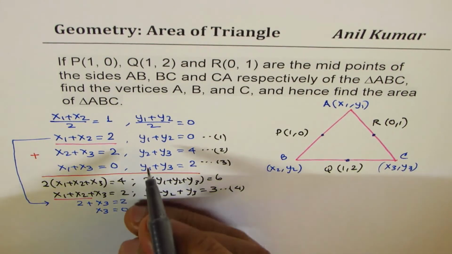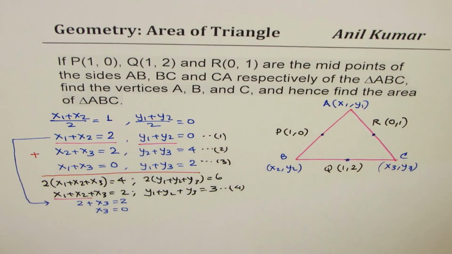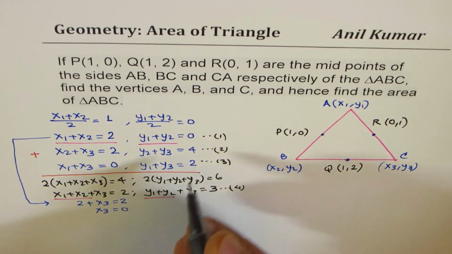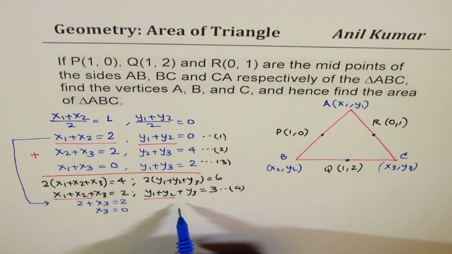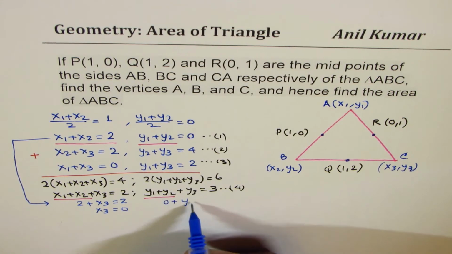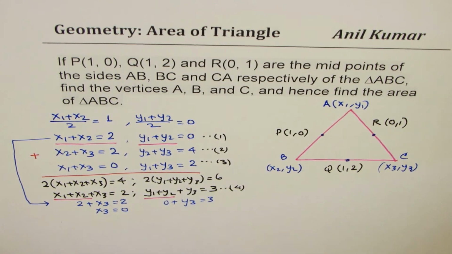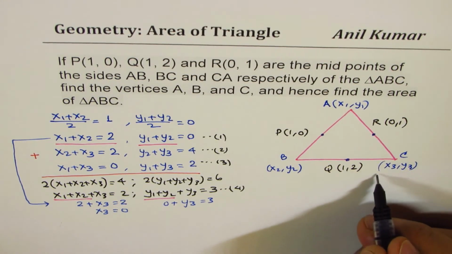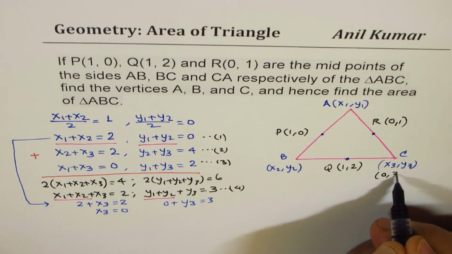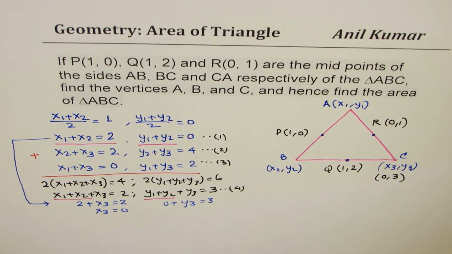Similarly, I will substitute this here, y1 and y2, which is 0. So I get 0 plus y3 equals 3. Does it make sense to you? So we get x3 as 0. So this point we already got as 0 and 3. Do you see that? 0 and 3.